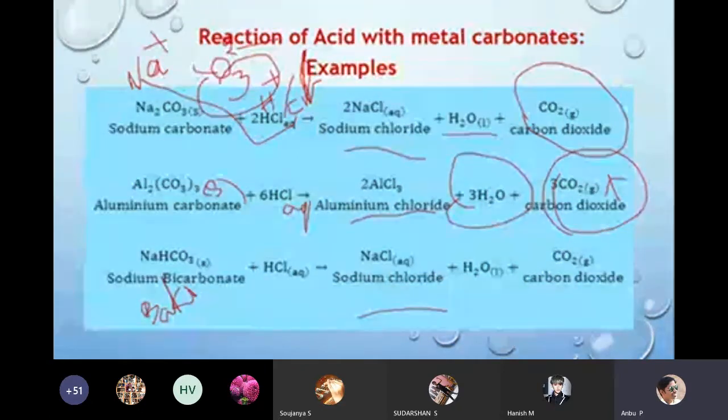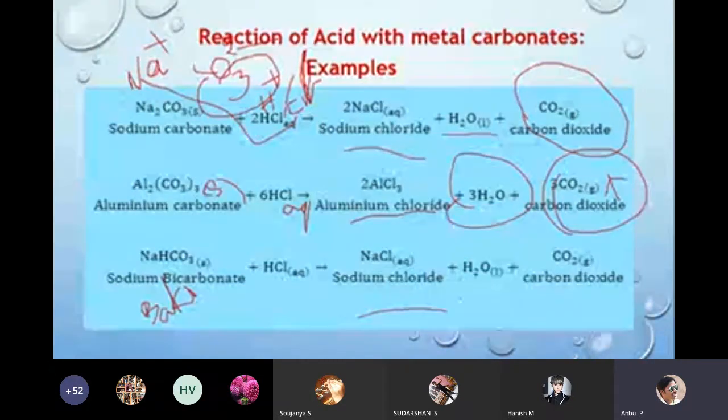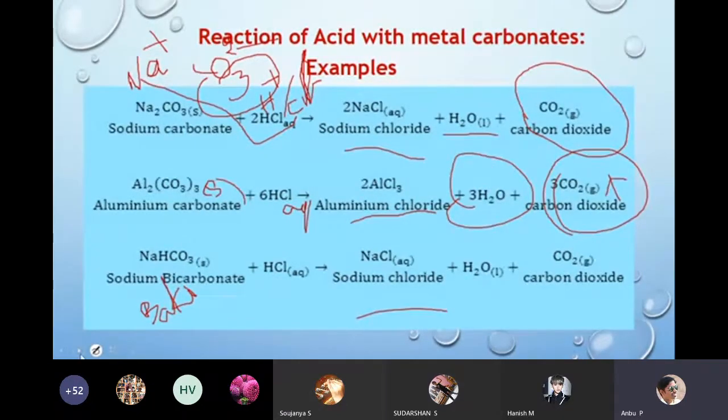Okay, good, Sudarshan. At least you have written 30 equations. Don't stop, keep moving. Once you have this kind of practice, you will have a wonderful learning of chemistry in the future. Don't worry. I will go to the next slide.